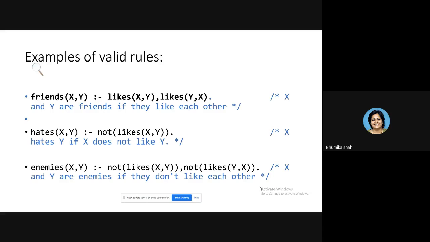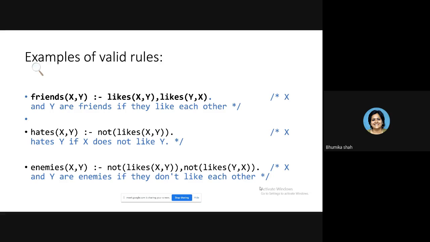Okay, so see, can you observe over here that on the right hand side we can have multiple predicates separated by and, or you can have a single predicate also. You can have different operators applied to that predicate also, like not likes, right? But on the left hand side you are writing a single predicate.